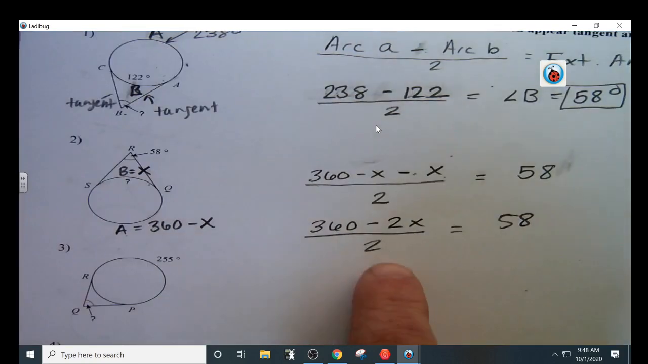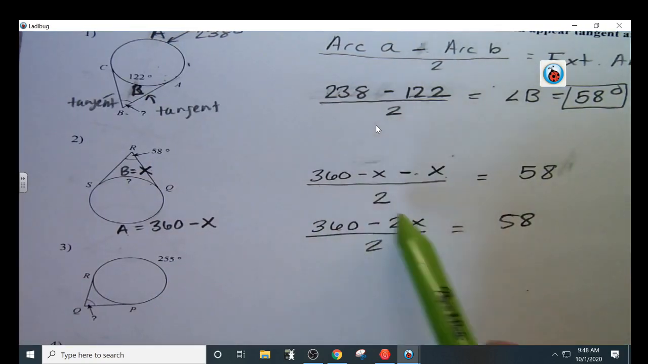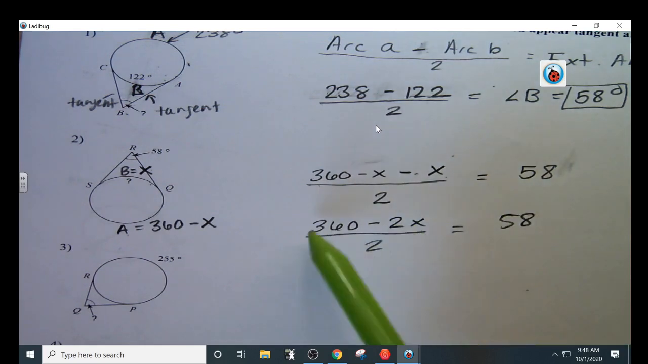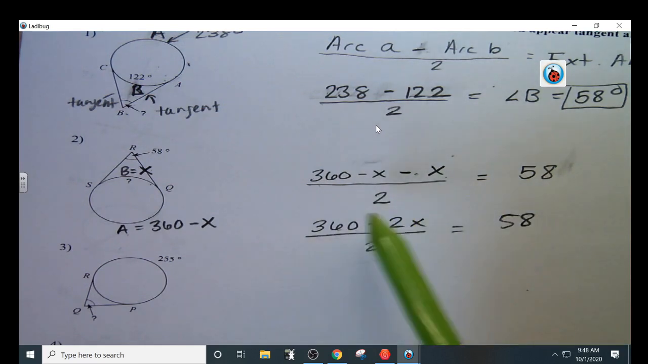Now, where do I go from here? How do I clear this fraction here? Nick, put that phone up. Put that phone up. How do I clear this fraction?